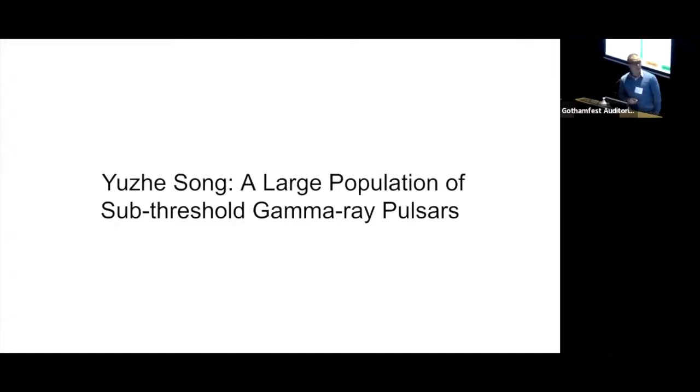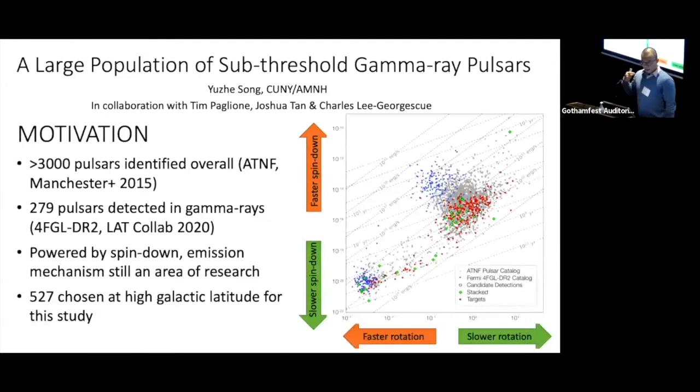Right. Hello, everybody. Today I'm going to talk about the work that I've been doing for the last year and a half, which is part of my dissertation. It's detecting a large population of subthreshold gamma ray pulsars using Fermi data. This is in collaboration with my advisor, Tim Paglione, and Joshua Tan and Charles at LaGuardia Community College.